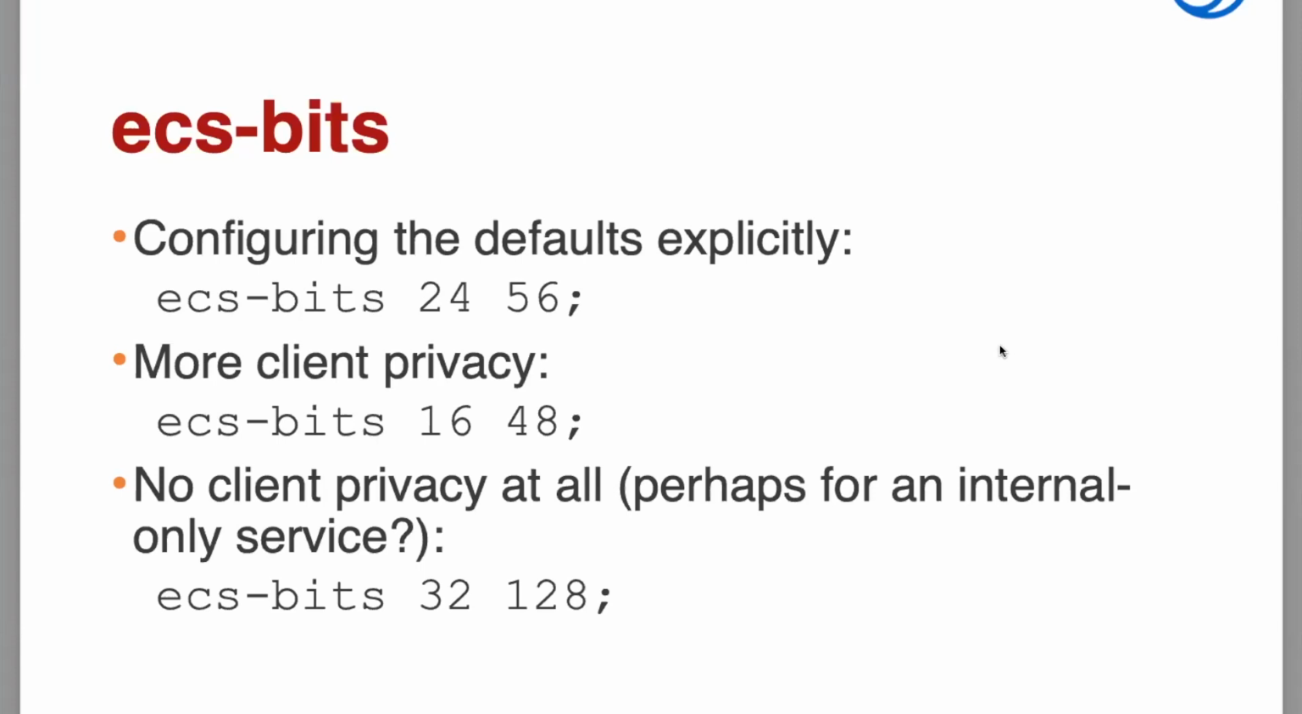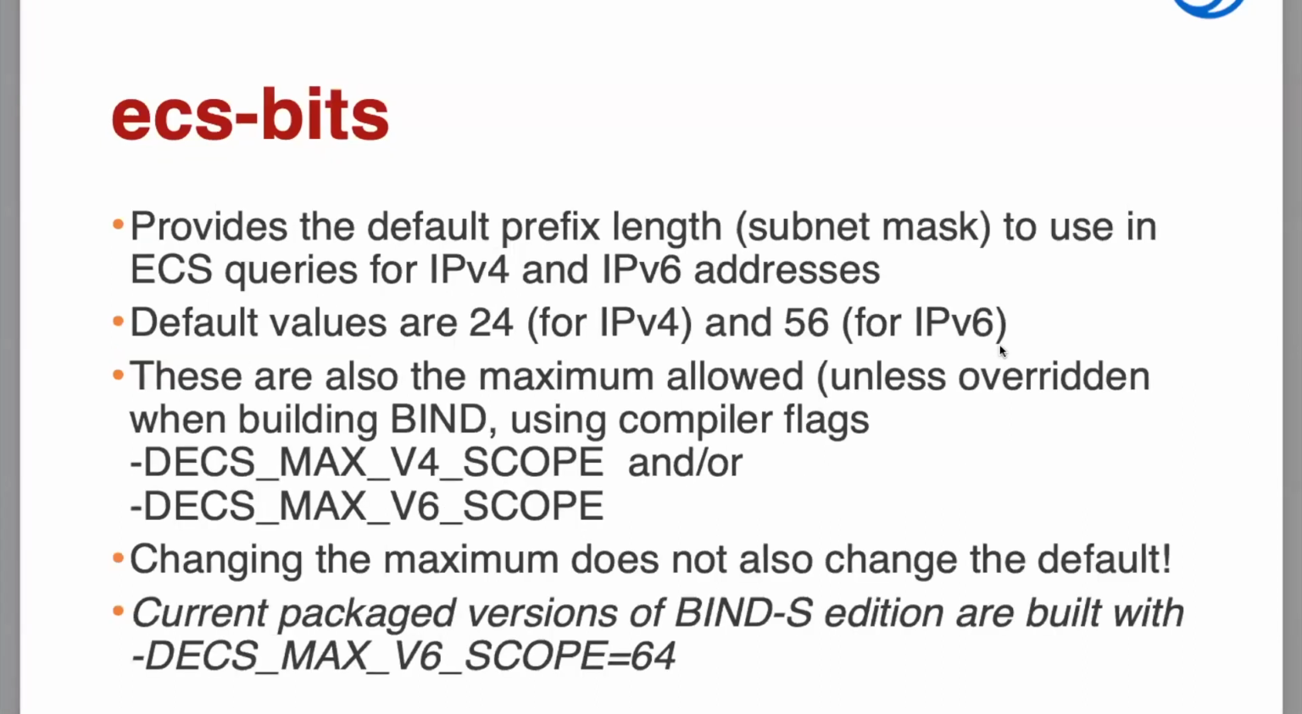It doesn't change the defaults. Sorry, you said defaults. The defaults and max. The ceiling. Yes, the ceiling. The defaults and the ceiling are two separate things. The default doesn't change if you use those compiler flags in the third bullet. So the default doesn't change, but the ceiling, the maximum, does. It is the value of ECS max v4 scope and ECS max v6 scope within the code that is being used to compare with the configuration of ECS bits to say whether it's allowed to accept that configuration or not.